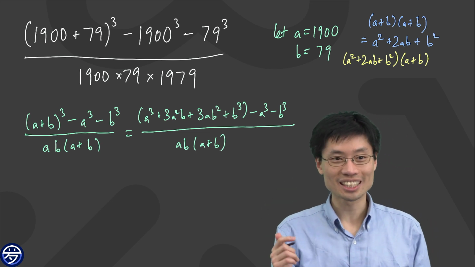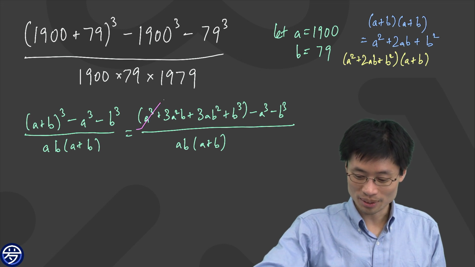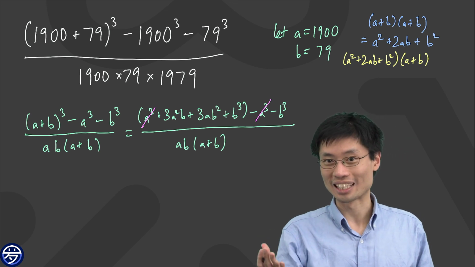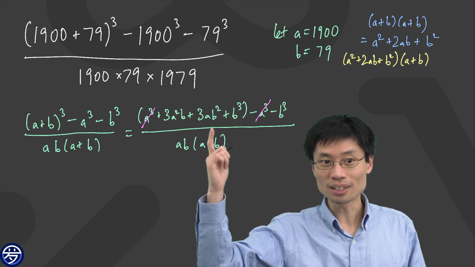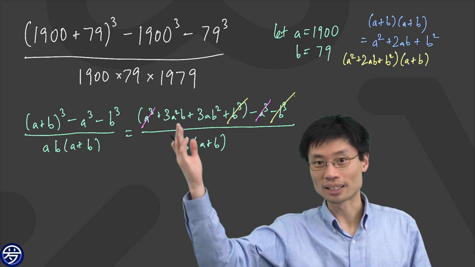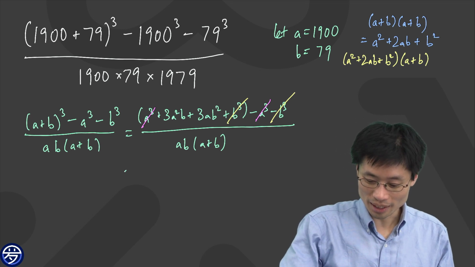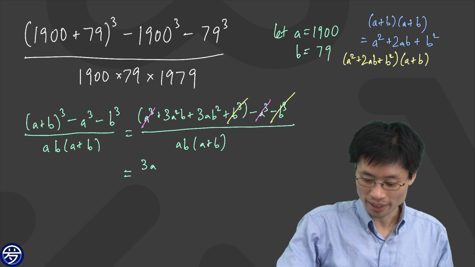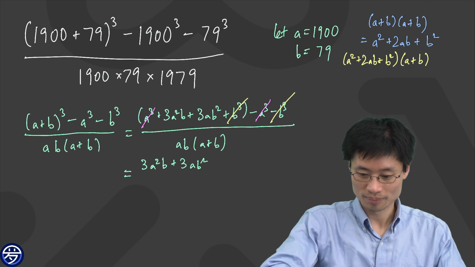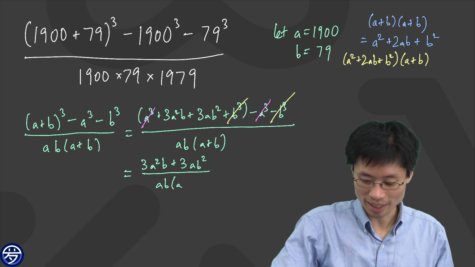Now if I look at this, life is good because I see some stuff canceling. A cubed, that looks like a hockey stick. A cubed and a cubed, those cancel. That's nice. At the same time, the b cubes also cancel. So at this point, I only have the stuff on top. And now things are looking even better, because the thing on top is 3a squared b plus 3ab squared, all over ab times (a plus b).